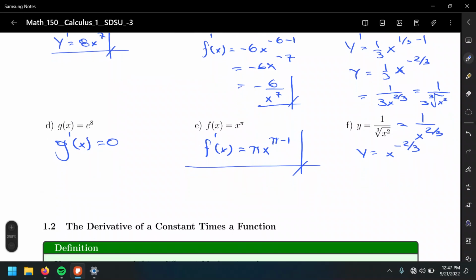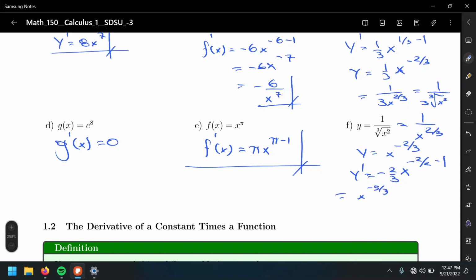Now we're ready to take the derivative because we have the form x to the n. So we have the exponent jump in the front, y prime, negative 2/3, x to the, what is negative 2/3 minus 1? Careful. Negative 5/3. Essentially, the 1 is the same as 3/3, so negative 2 minus 3, yes, that's indeed x to the negative 5/3.